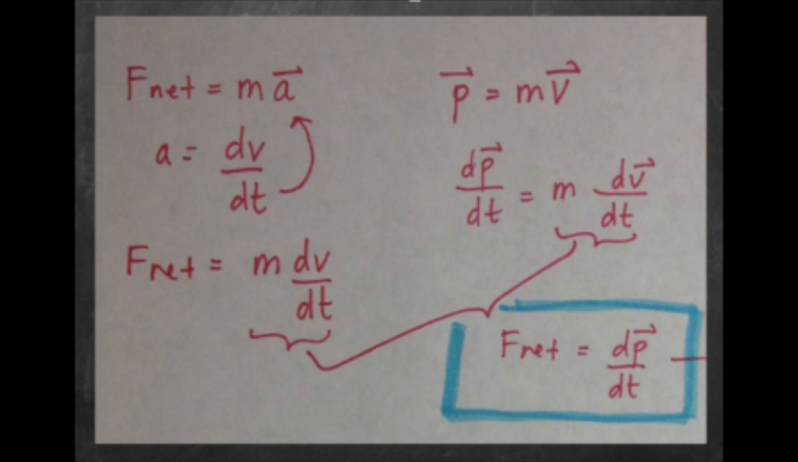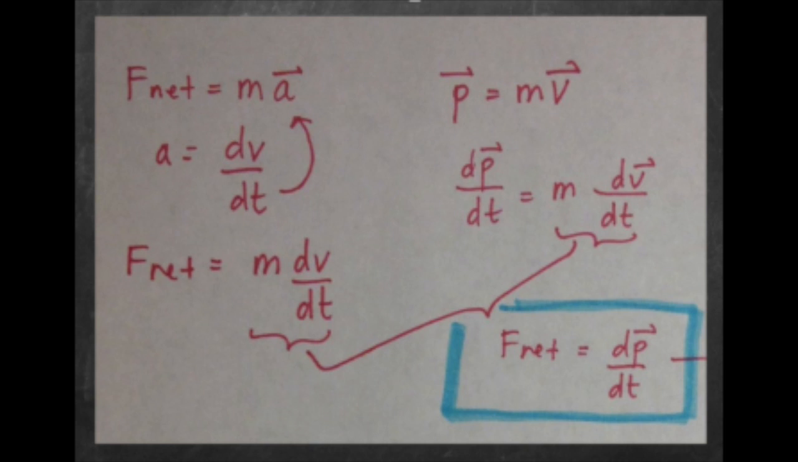So in this image you have two equations. On the left you have the equation for force. F net is equal to mass times acceleration. Well, what do we know about acceleration? It's the instantaneous change in velocity with respect to time. And so you're going to substitute that derivation into a, and then you come to F net is equal to mass times dv dt.